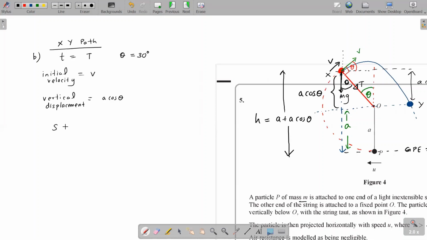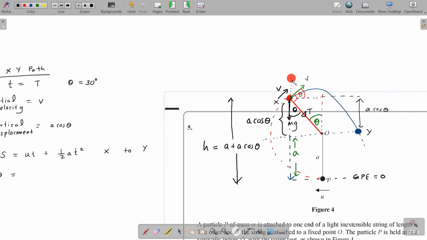Okay, so then we'll use the equation: s equals ut plus half at squared. I'll use it downwards from X to Y. So what's the displacement? We found the vertical displacement is A cos theta. What's the initial velocity? The initial vertical component of velocity. So now you don't put it as V. Initial velocity V means this is in this given path. You need to resolve. So what are your components? You get V cos theta and V sin theta. So this is V sin theta, the upward component. Are you with me?